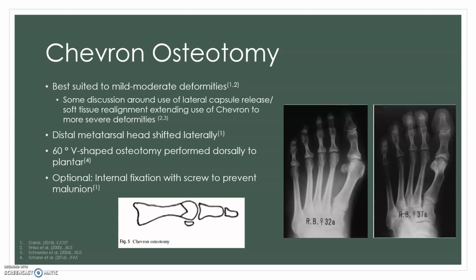A dorsal incision is made and the distal metatarsal head is shifted laterally. From there, a V-shaped osteotomy is performed dorsal to plantar. It can be left as is or can also be fixated with a screw to prevent mal or non-union. This has very good success rates long-term. The X-rays above show a patient pre-op and 5 years post-op without internal fixation.